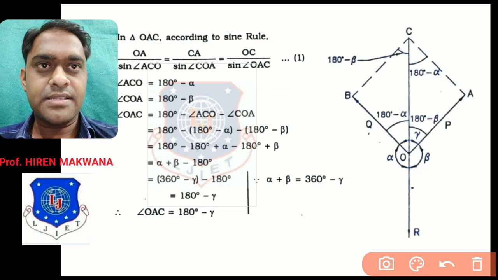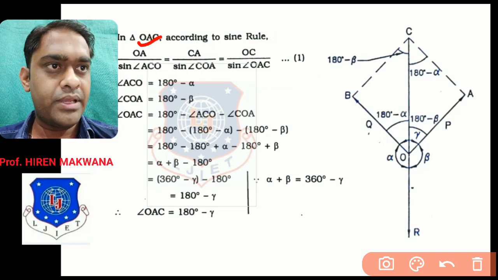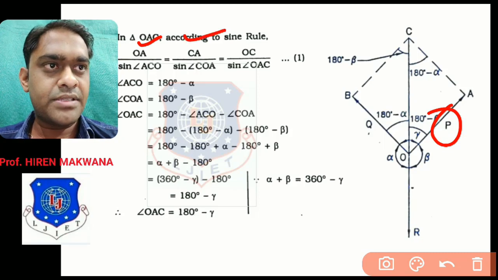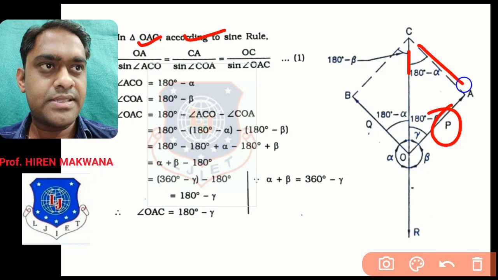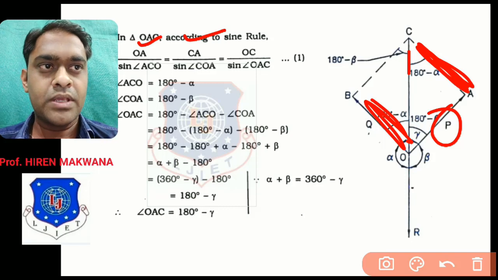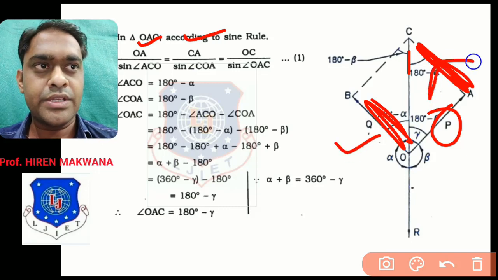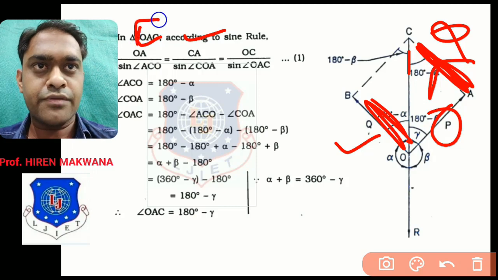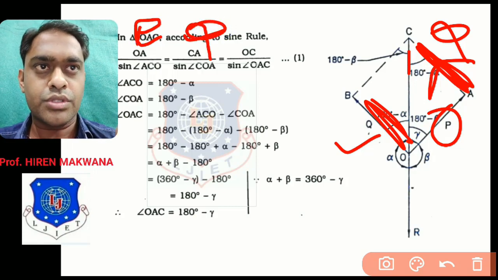What are the sides? What are the forces acting on the side? What is OA? So OA means force P. What is CA? CA means this side. Now this side and this side both are same according to law of parallelogram. So here it is force Q. So here it is also force Q. So CA means force Q. So here it is force P. Here it is force Q.